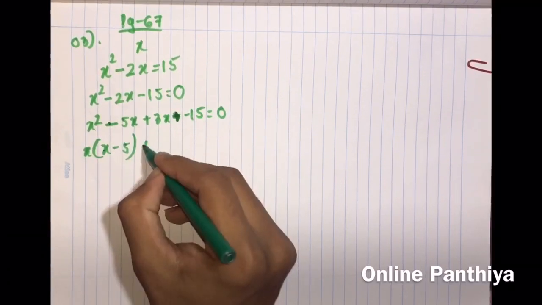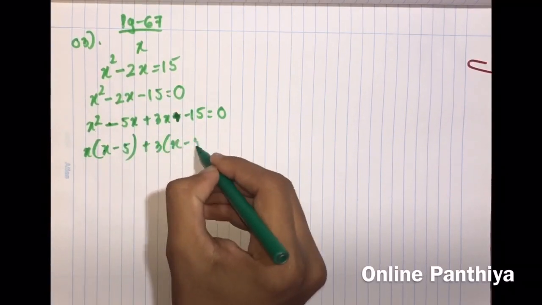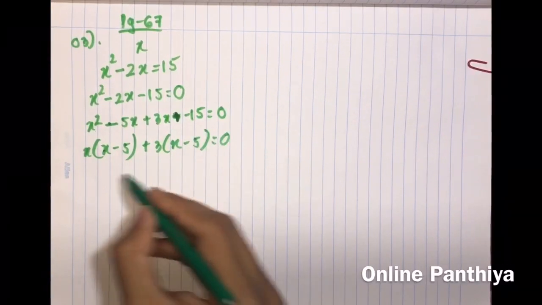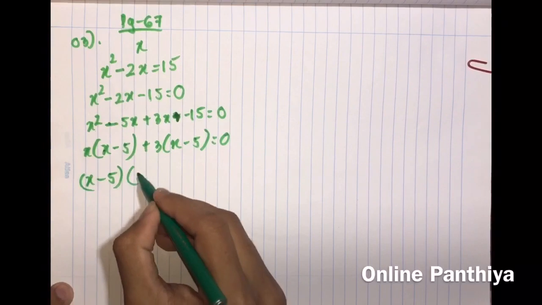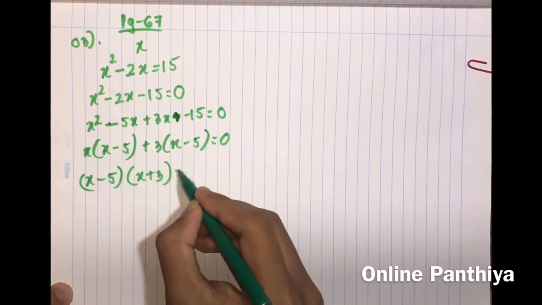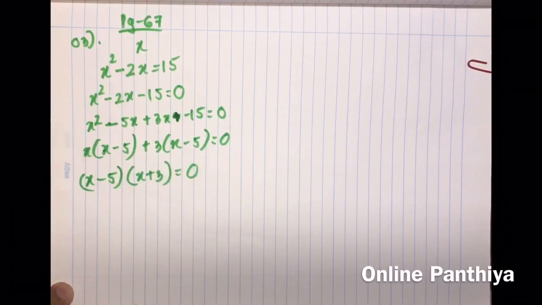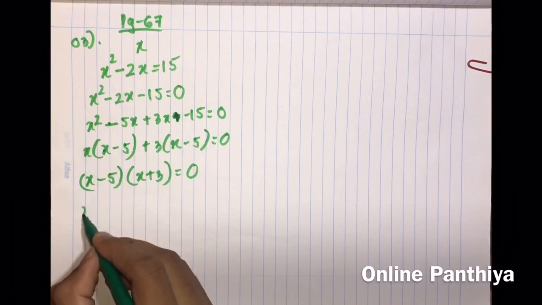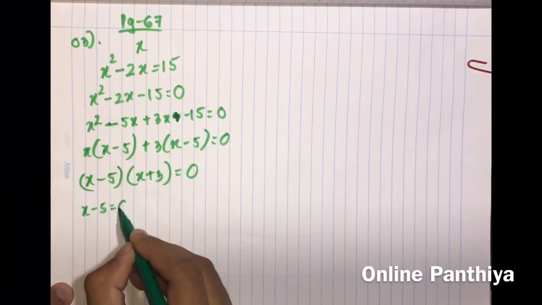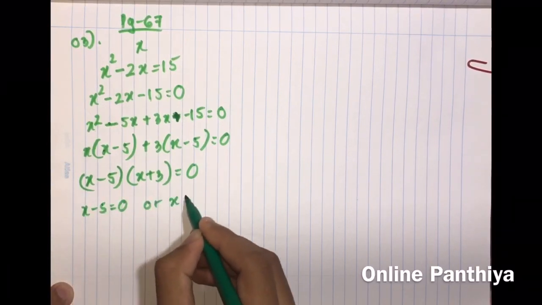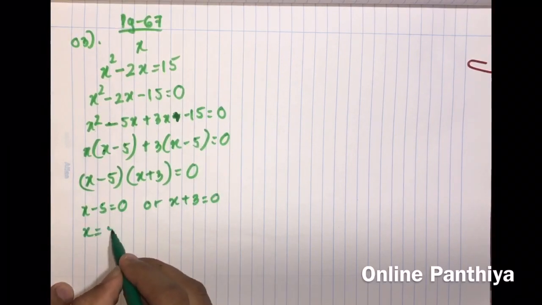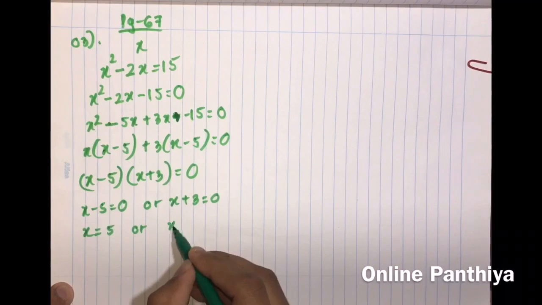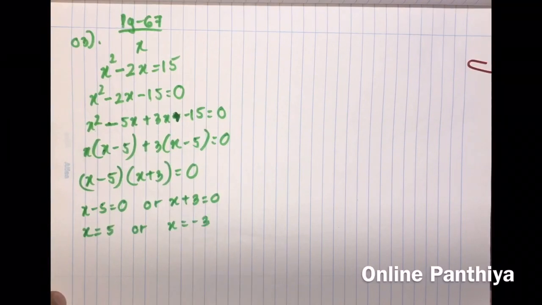So what is common here? Plus 3. (x - 5)(x + 3) is equal to 0. Now factorize this: you have x minus 5 and x plus 3. Now if you multiply this, it is equal to 0. That means one of these is equal to 0. x minus 5 is equal to 0 or x plus 3 is equal to 0. Therefore x is equal to 5 or x is equal to minus 3. Okay, these are the 2 possible values.